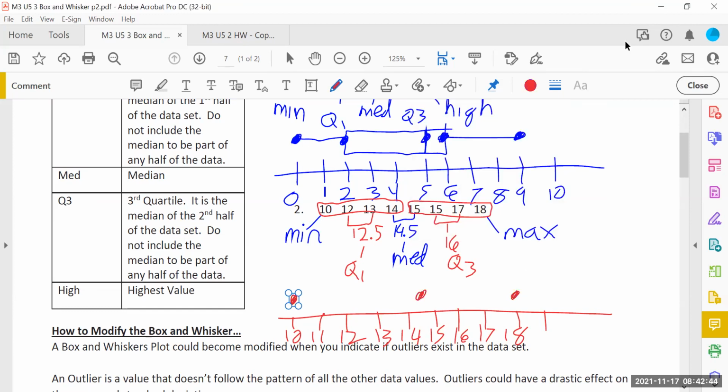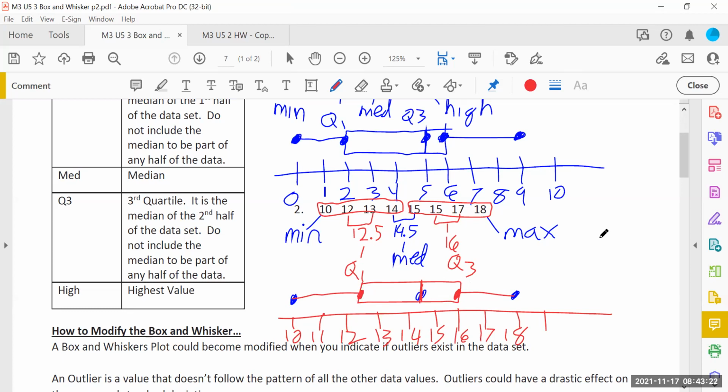Quartile 1 was at 12.5. Quartile 3 was at 16. Does everybody understand where these numbers are coming from? Now, box goes around the middle 3. So quartile 1 to quartile 3, there's my box. Line through that median and whiskers out to the minimum and maximum.